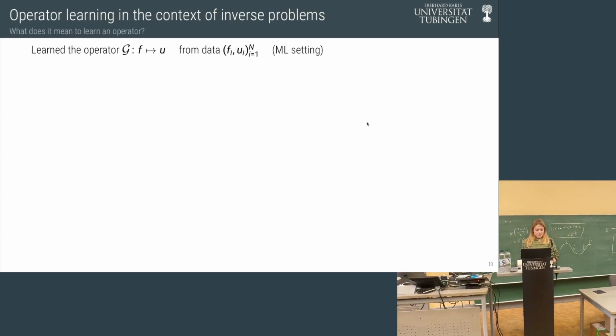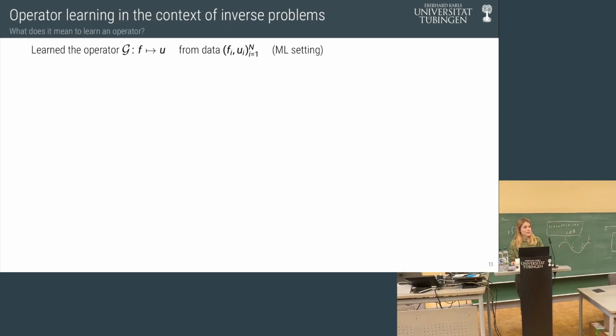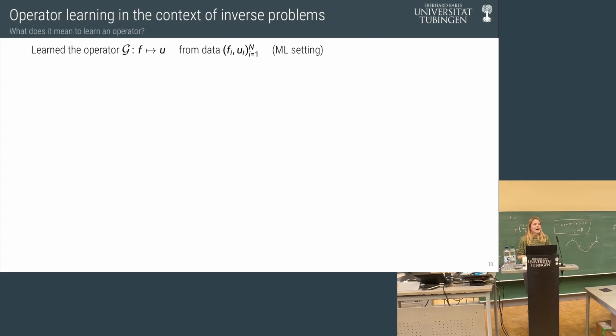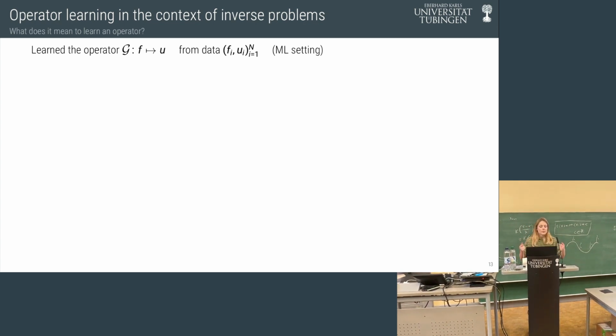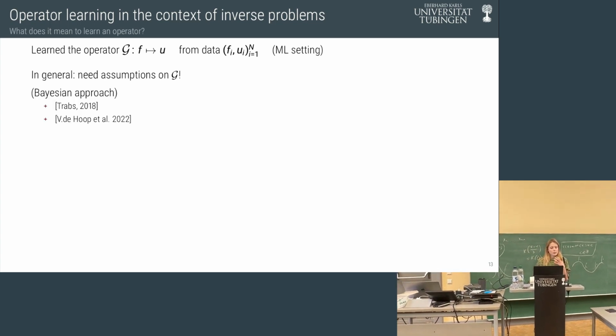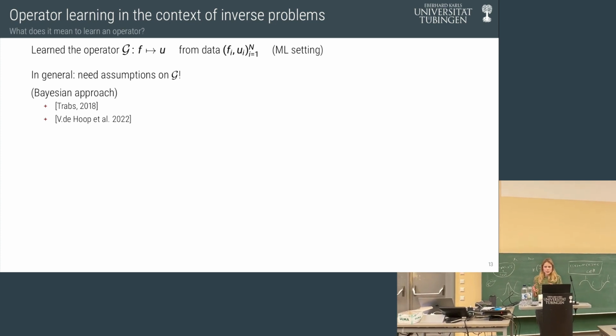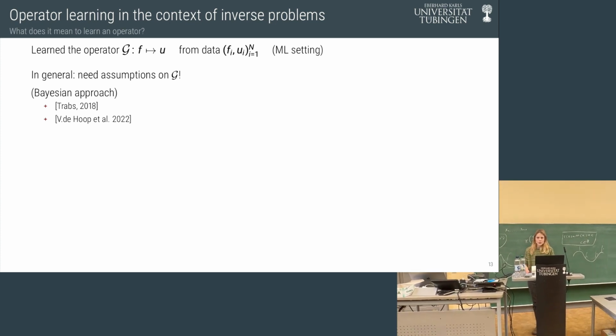Okay, now I'm going to take a step forward from what I was saying. We looked at learning different types of operators. Now I go back to the case where we learn the operator G that maps F to U. We do this, as before, in a machine learning setting where you have some data and you want to approximate this operator, or learn the operator from this data. And this opens the question: what does it mean in general to learn an operator? Because, as I said, this is a way more complex object than other things.